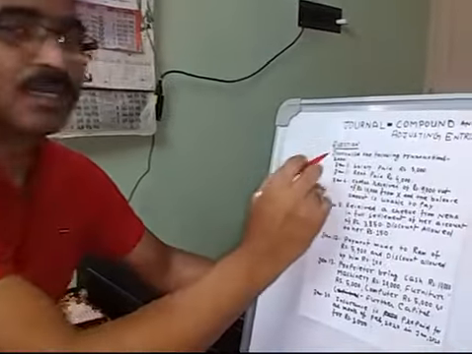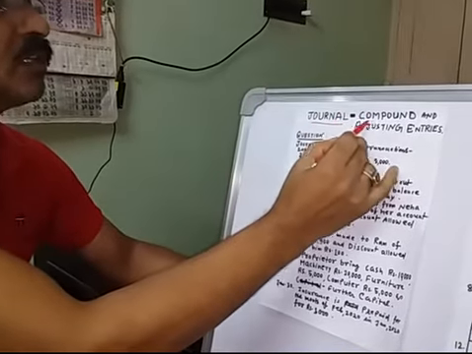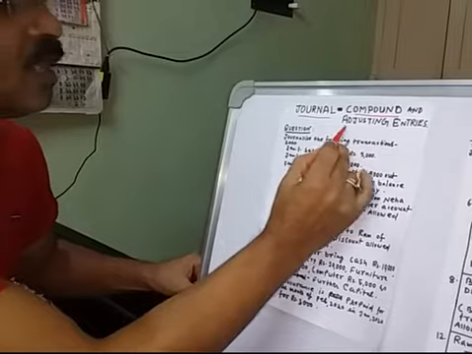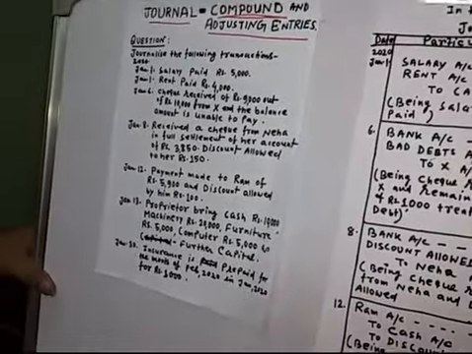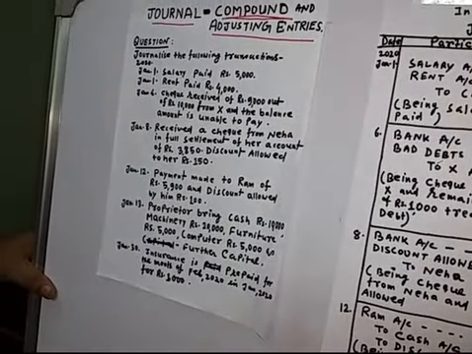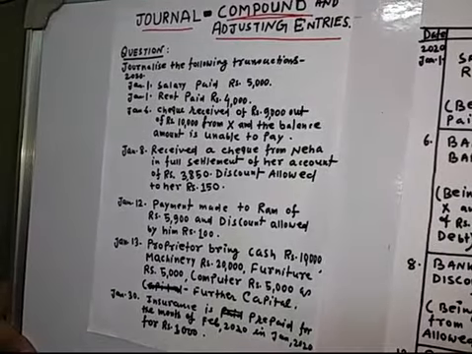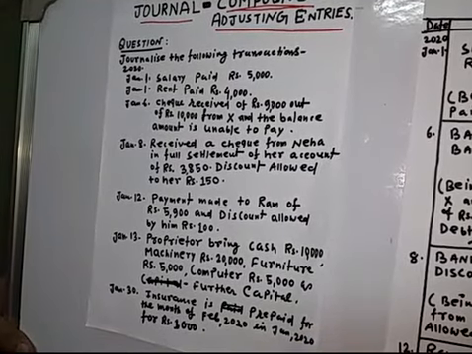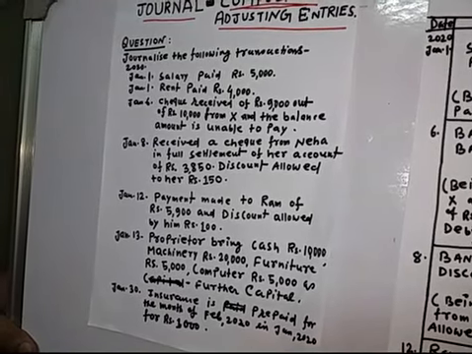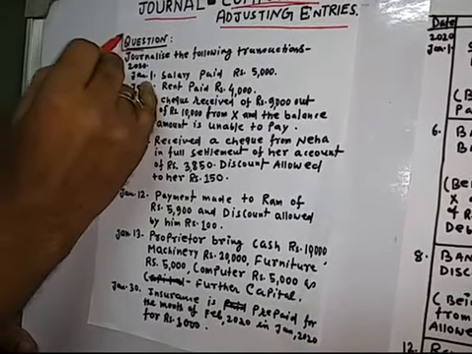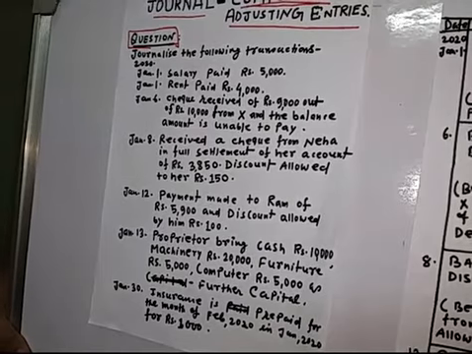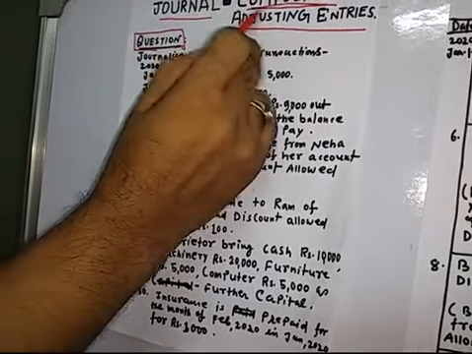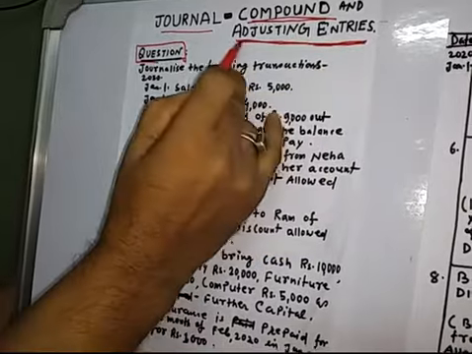So today I am discussing the journal entry, compound and adjusting entry. Today is the second video and this is my second lecture. In the first lecture I already discussed the journal entry and the format of the journal entry. Now today I have taken an example, this question, and I am analyzing the compound and adjusting entries through this question.